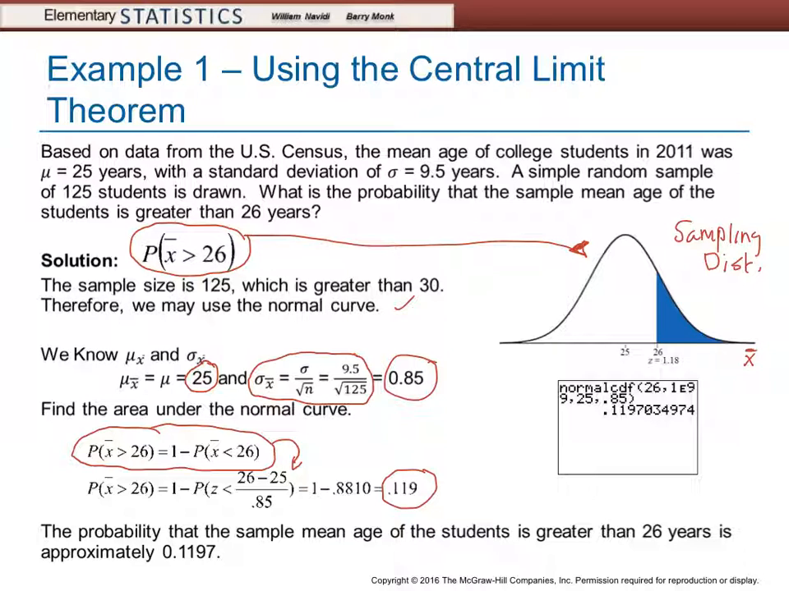So we subtract 1 minus that, and we get 0.119. The other way we can do that is use the normal CDF, and there's the calculation. So we get close to the value of 0.119. Actually, it's probably about 0.12. So the probability that the mean age of students is greater than 26 years old is approximately 0.1197.